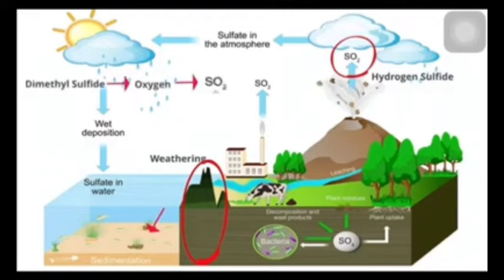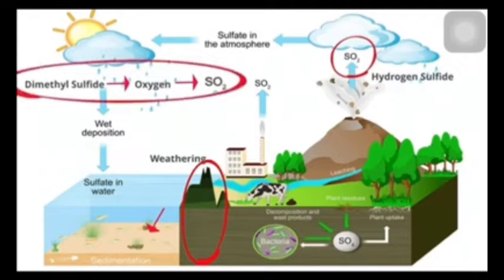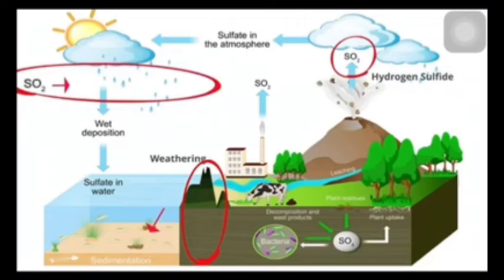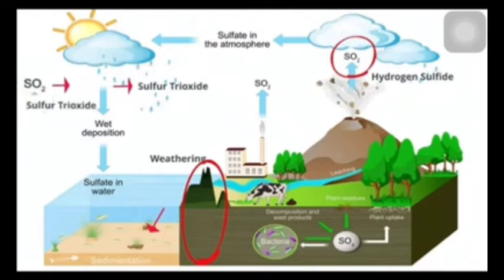Sulfur dioxide gas also forms when dimethyl sulfide reacts with oxygen gas. Also, the burning of fossil fuels releases sulfur dioxide into the atmosphere. Sulfur dioxide reacts with the oxygen in the atmosphere and creates sulfur trioxide.